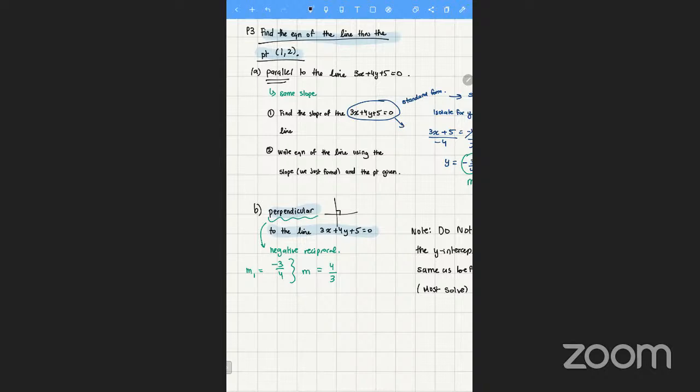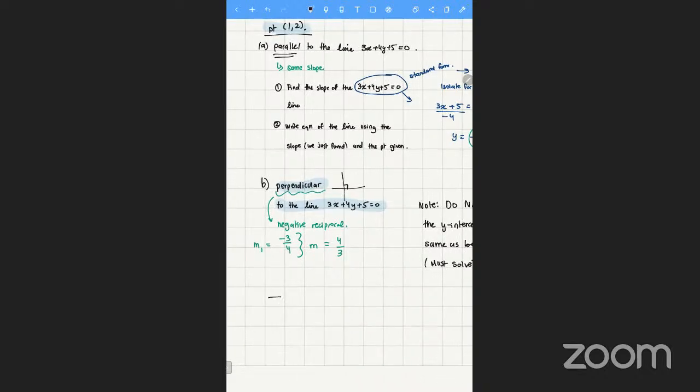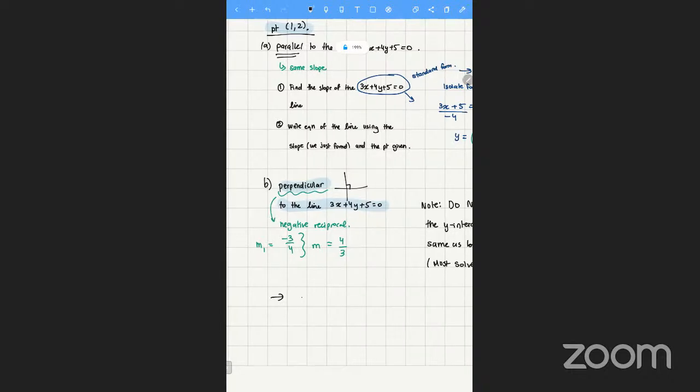Okay. Wait, so what's your final answer for this? Y equals 4 over 3 x plus 2 over 3. Yeah, good job. Okay.